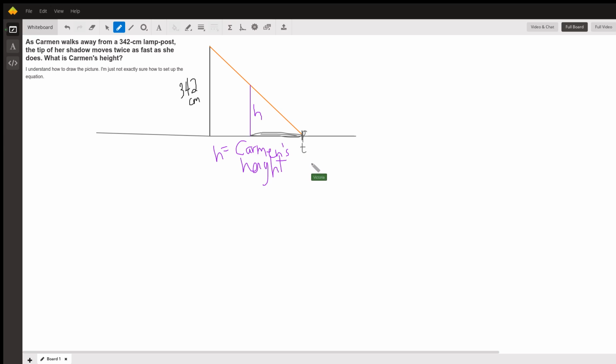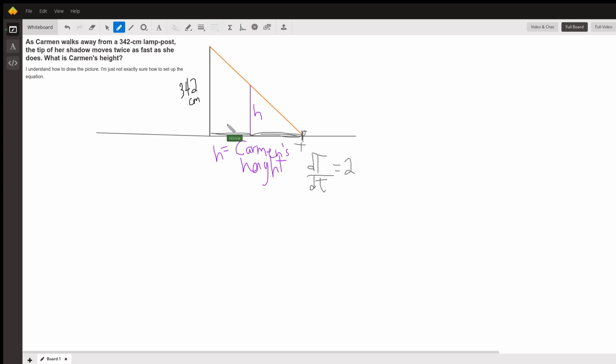So what they're telling us in terms of a rate is that, oh, I don't want T, do I? Because that's dt. So let's do a capital T. This is the tip of her shadow right here, that the rate that the tip of the shadow changes, the length, is twice the rate as she moves. So here's Carmen's distance from the lamppost.